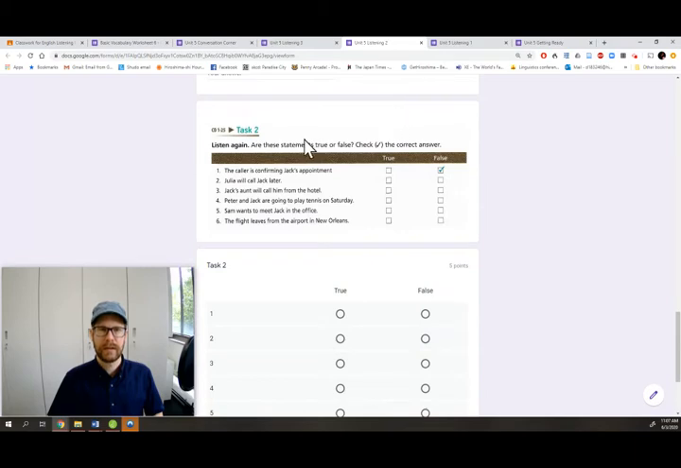And then here we have some true or false statements. So, number one, the caller is confirming Jack's appointment is false. So they're calling to change the appointment, not confirm. So confirm means like, yes, it's this time. Change means, oh, we're changing to a new time. So they're not confirming Jack's appointment, they're changing the appointment, changing it to a new time. So please check true or false.